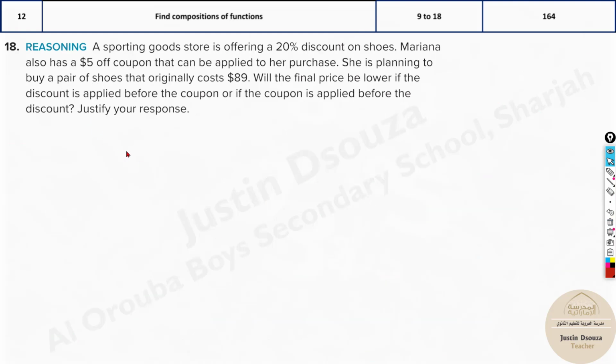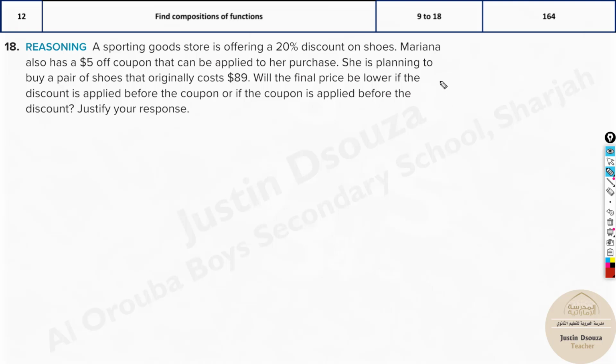Here we have another real world problem. Please try to solve it by yourselves and then go for the explanation. A sporting goods store is offering 20% discount on shoes. Mariana also has a $5 off coupon that can be applied to her purchase. She's planning to buy a pair of shoes that originally costed $89. Will the final price be lower if the discount is applied before the coupon or if the coupon is applied before the discount? Okay, this is interesting.